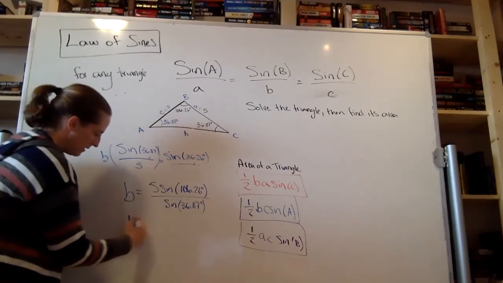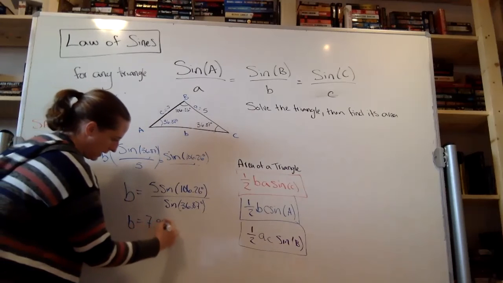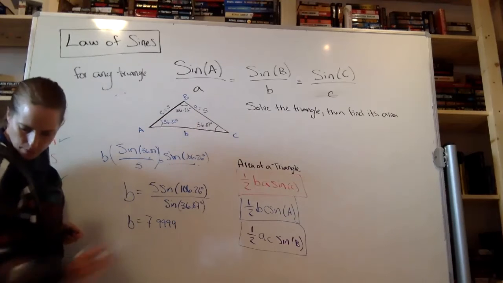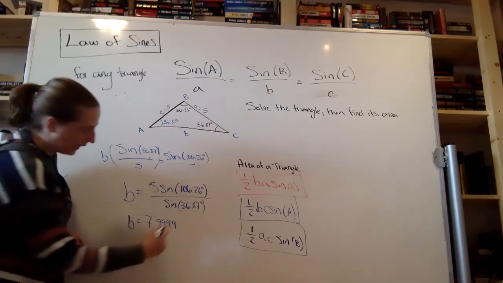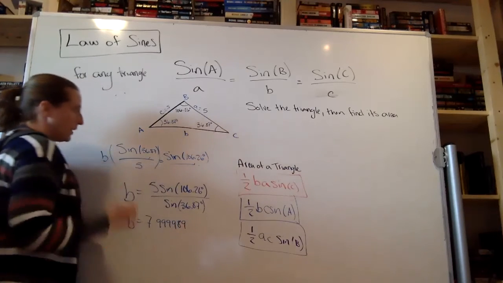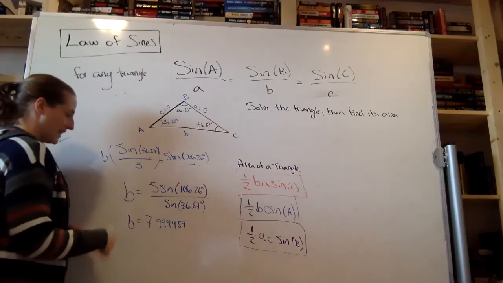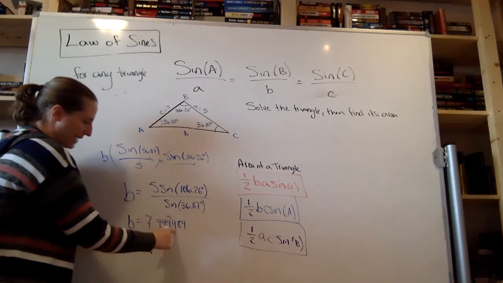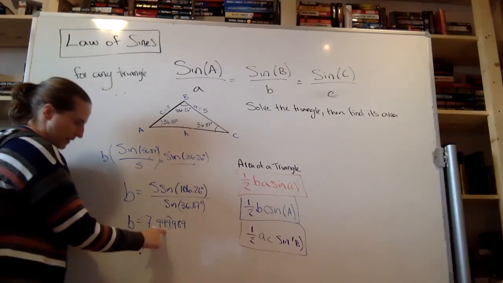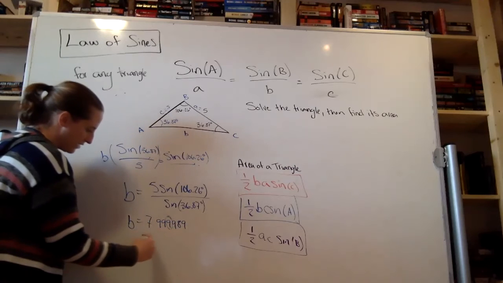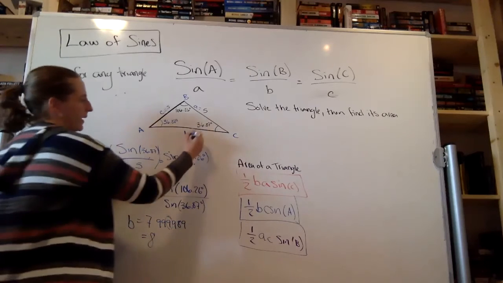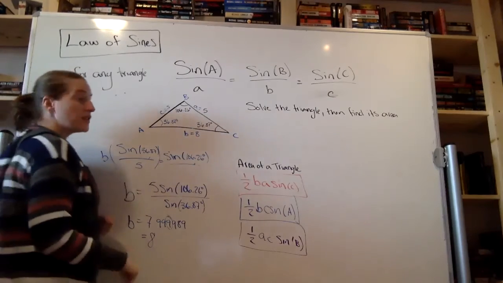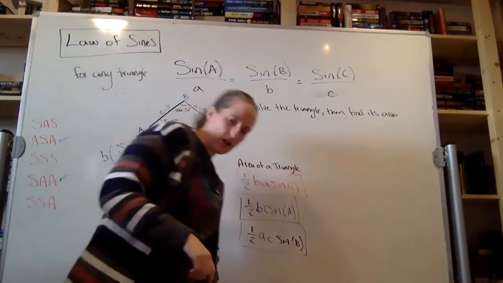So B equals 7.9999. Wow. How many nines are there? If we're rounding even to the nearest tenth, hundredth, thousandth, well, that 9 is going to make this 9 round up, make this 9 round up, make this 9 round up, which means B is essentially 8 when we take into account rounding. Okay, great. All right, so now we've solved the triangle. We know all the sides and all the angles.